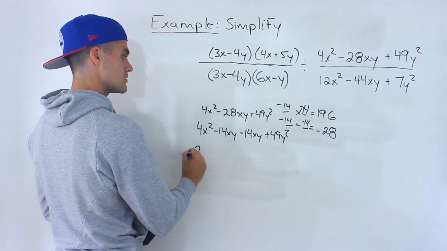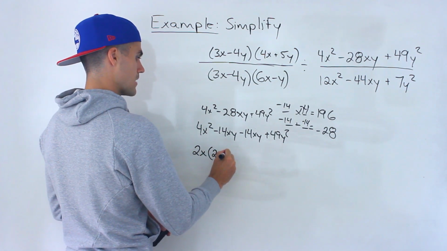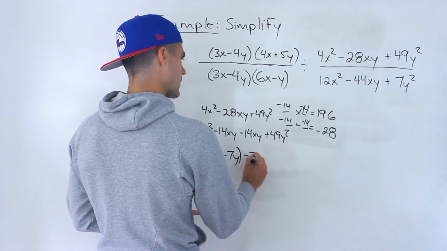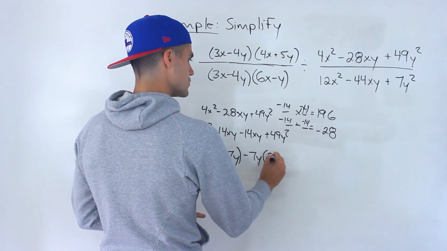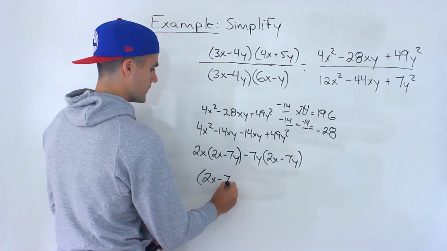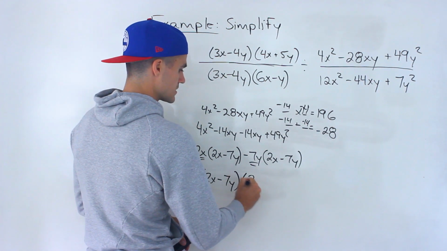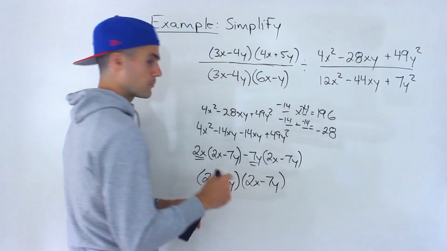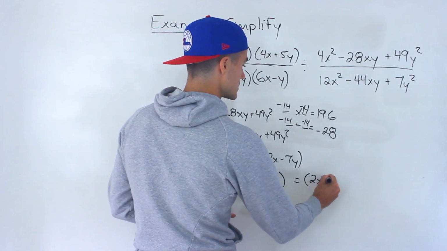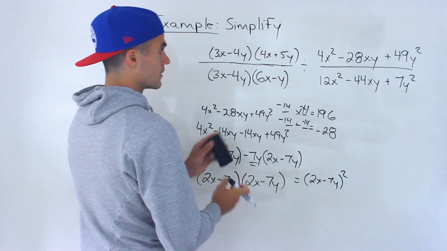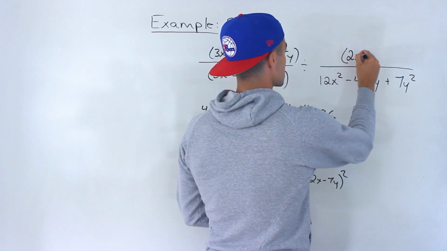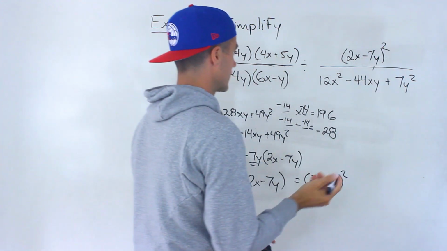From these two, we could take out a 2x, so we'd have 2x minus 7y. And from these two, we could take out a minus 7y, so we'd be left with 2x minus 7y. We could take out a 2x minus 7y, and we'd be left with 2x minus 7y. So this here is actually a perfect square trinomial. The two factors are the same, so we could write this as 2x minus 7y squared. Right, so this numerator here is going to be 2x minus 7y squared, like that.